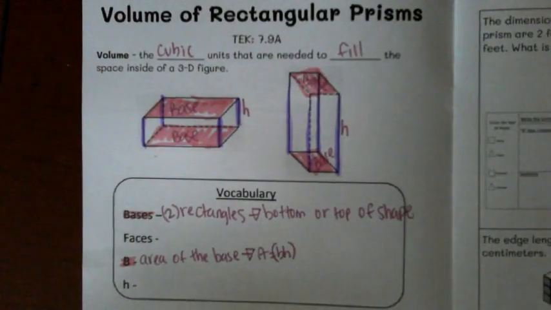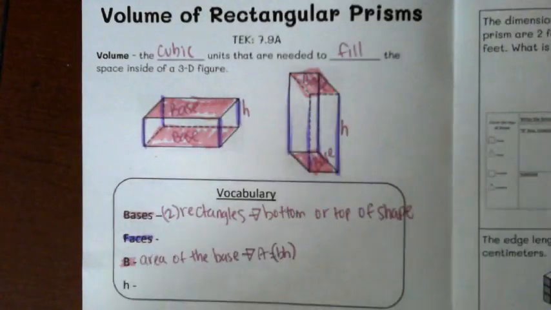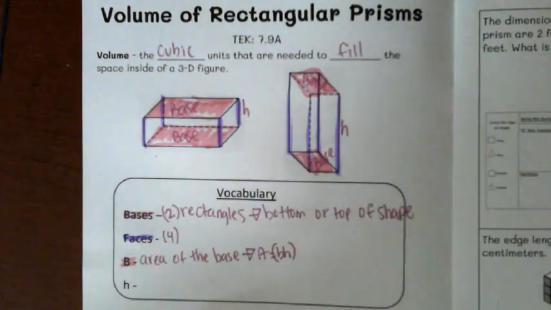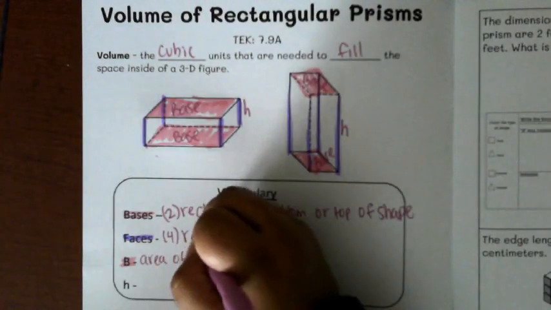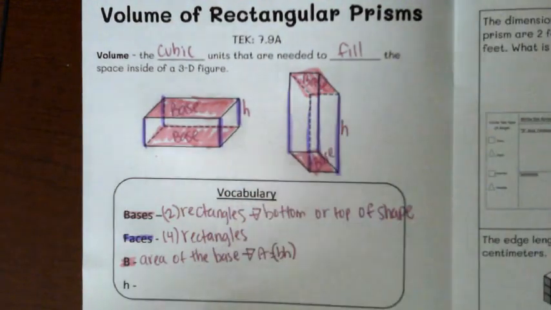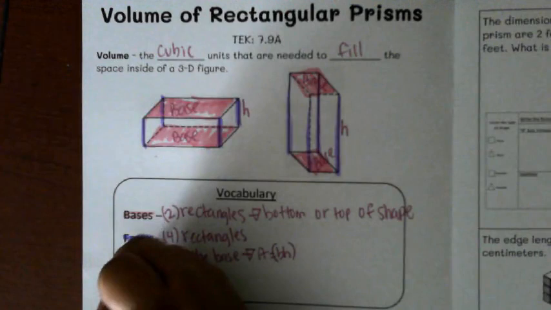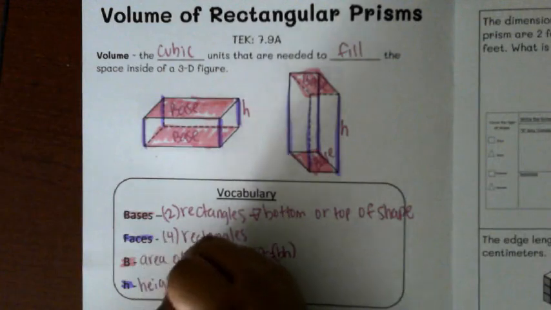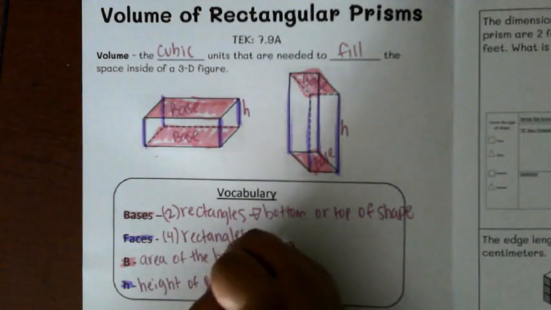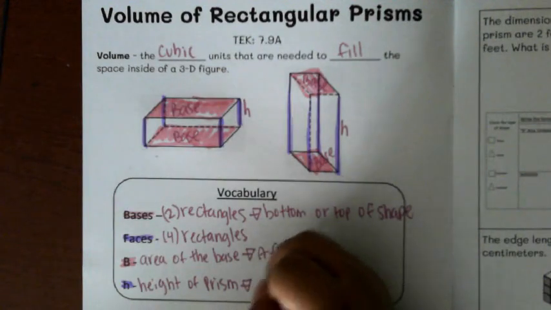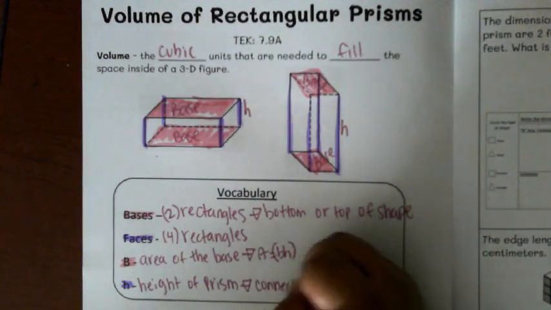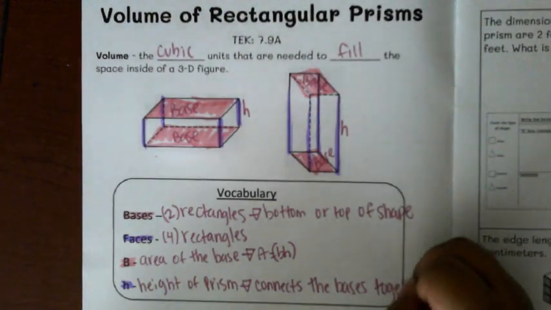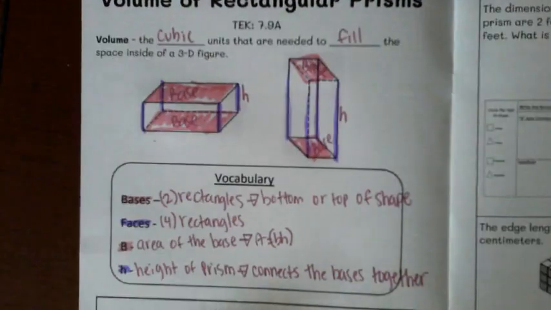Now, here, let's go on to faces, okay? When we're talking about faces, there are 4 of them in a rectangular prism. They are all in the shape of rectangles, okay? Now, talking about the height, H stands for height of the prism, okay? And this is what connects the bases together. Okay, now pause if you need to.